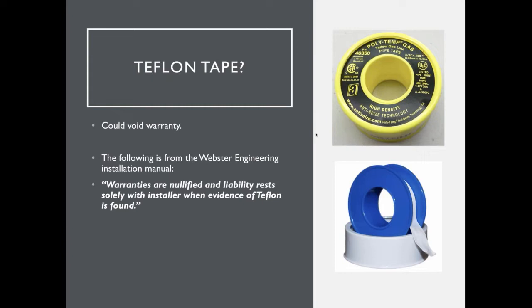One of the things I get asked quite a bit is, what about the yellow tape? You know, it's made specifically for gas. And I said, you really need to check your maintenance manual or installation manual, because some of these companies are really adamant about not using Teflon on gas trains.